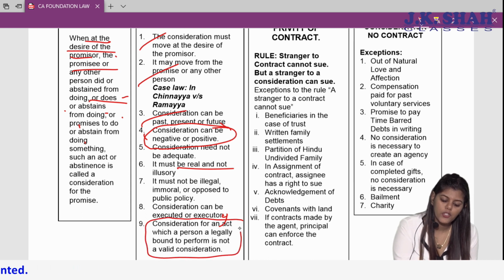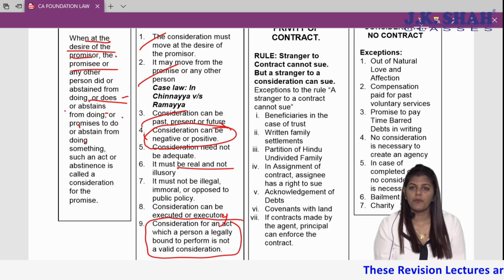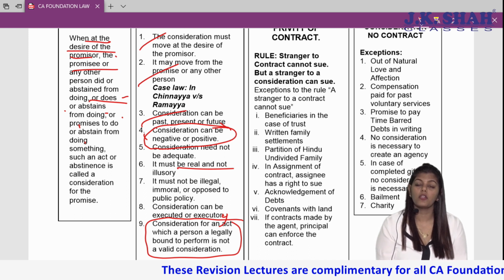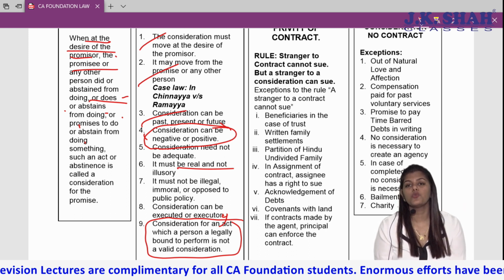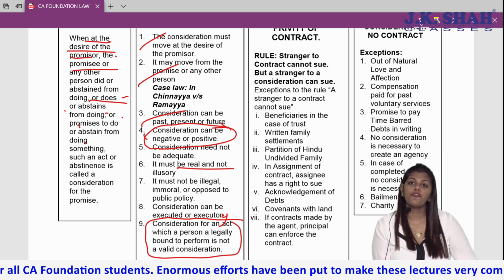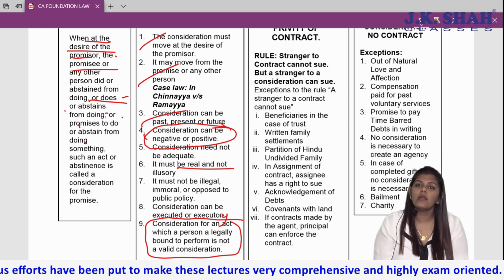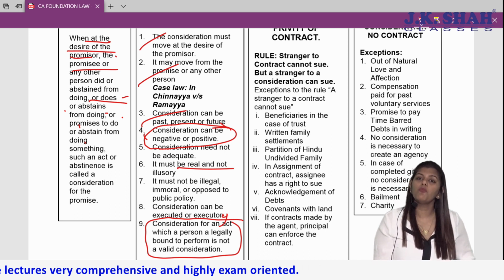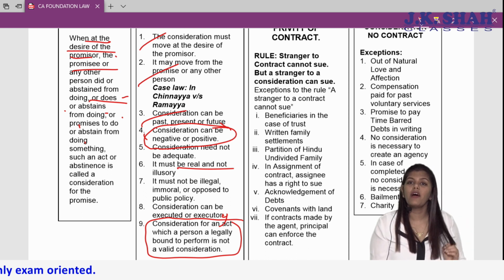consideration for an act which a person is legally bound to perform is not valid consideration. See, for example, if I go to a police station and file a complaint, it is the duty of the inspector to start the investigation. But he tells me, ma'am, I will start the investigation only if you give me 10,000 rupees. I am giving him 10,000 rupees for an act which he is anyways legally supposed to perform. He is already getting paid by the government in the form of salary for investigation. So if I give him more consideration for an act which he is anyways supposed to perform, it's not valid consideration.